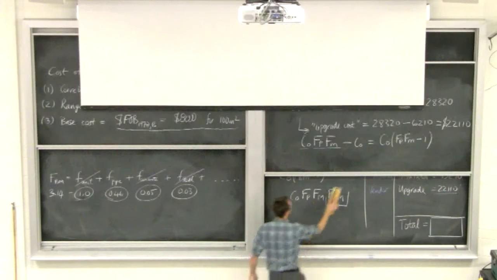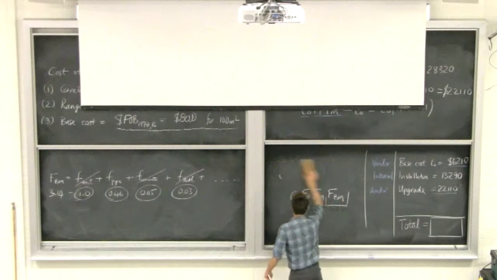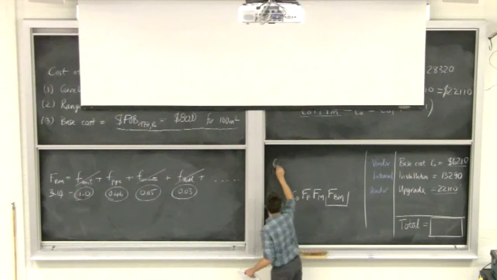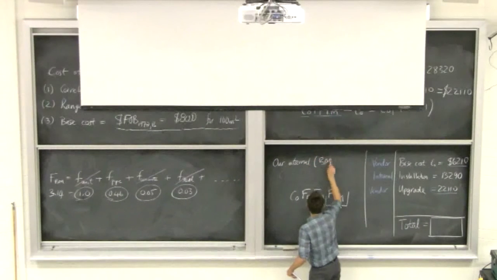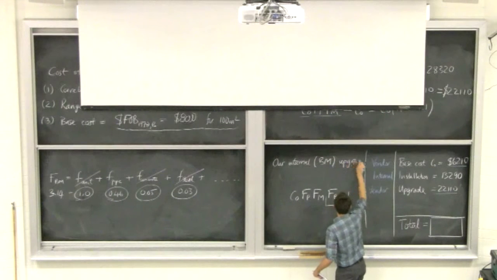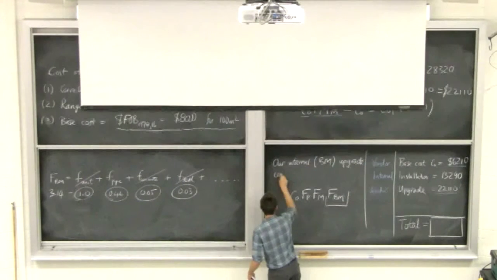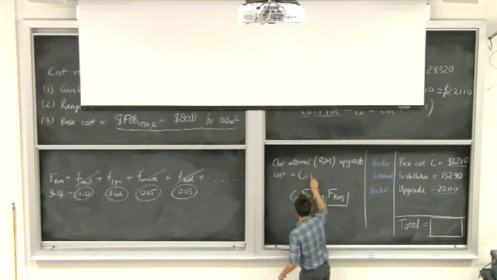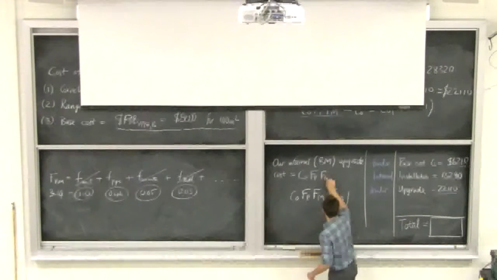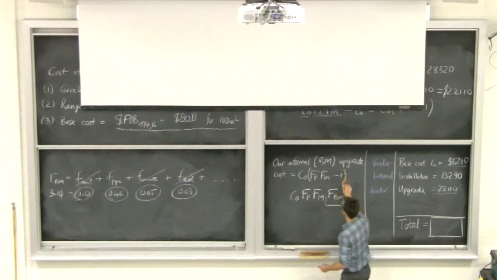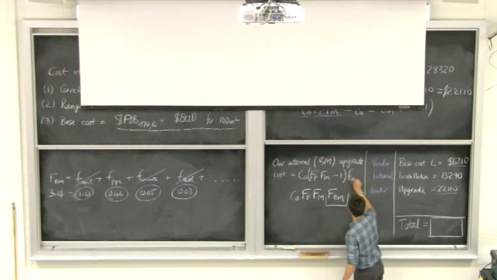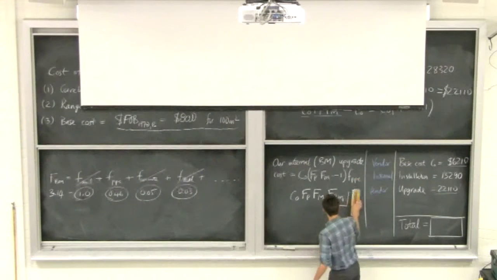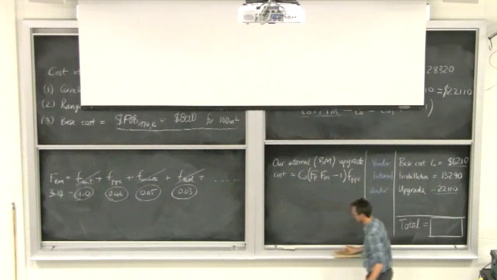So a better and more accurate estimate of our upgrade cost, so let's maybe call this our internal or bare module upgrade cost, is equal to C naught times FP times FM. We're going to back out the cost of the unit itself, so we're only going to upgrade incrementally, and then multiply here by F pipe. Okay.